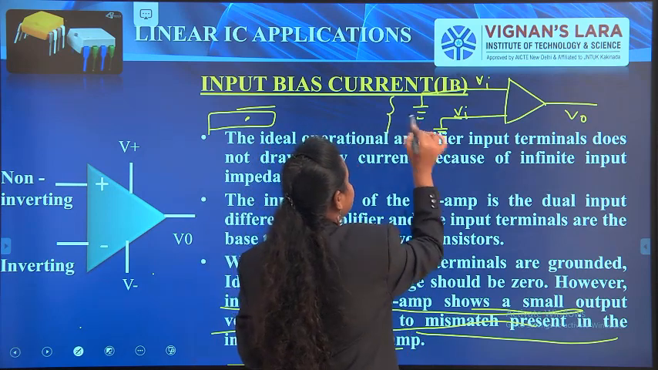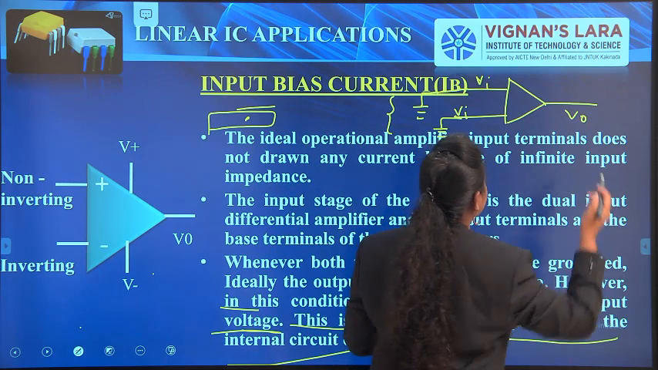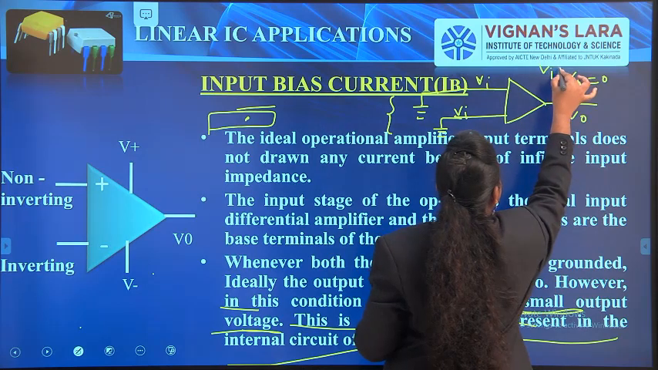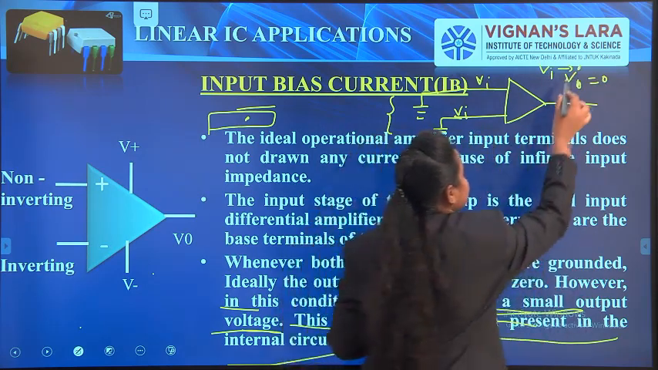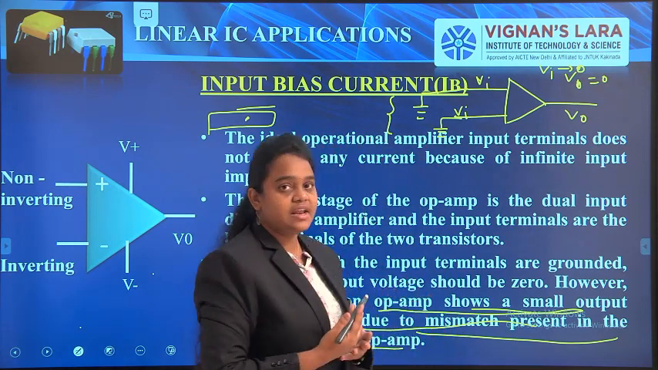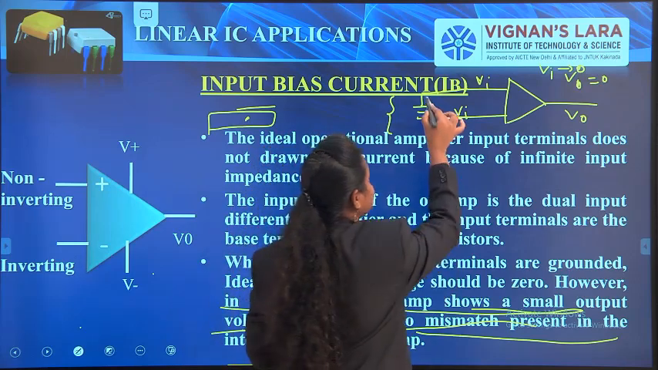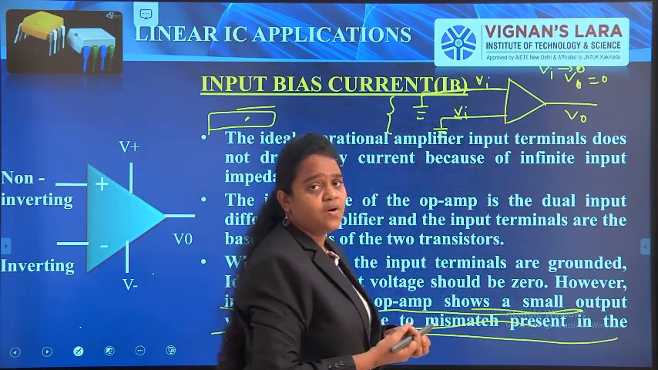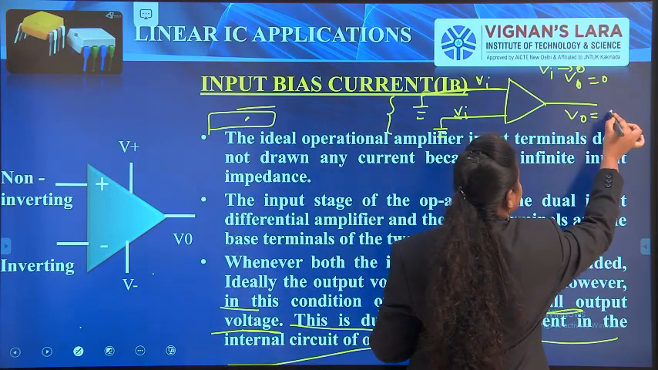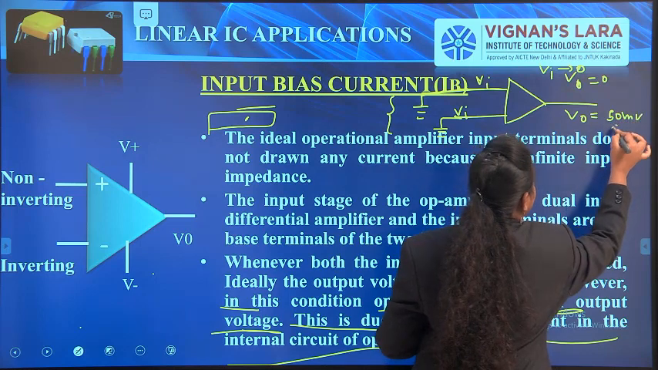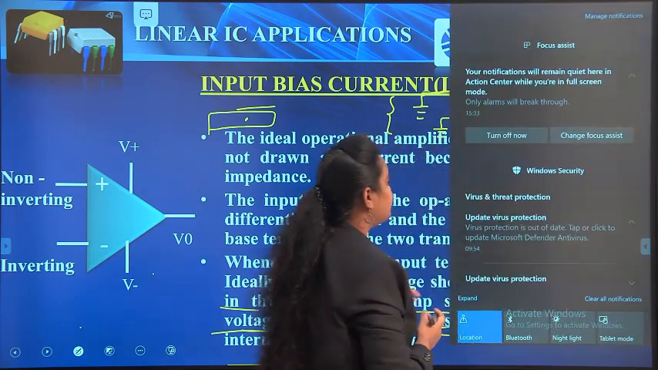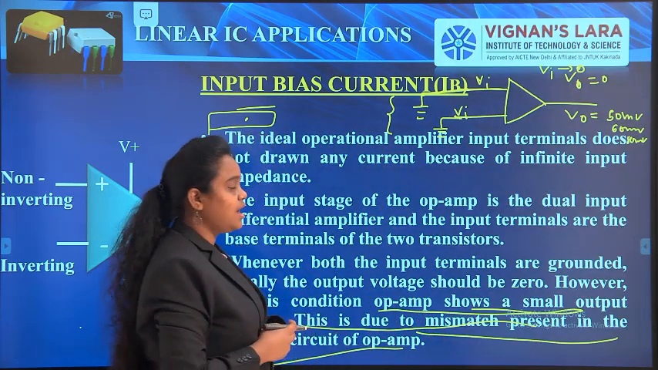At that time, we are thinking that ideally V naught is equal to 0. Why? Because we are giving V input as 0. So obviously we are thinking that V output is also 0. But there is an internal mismatch present in the input terminals, and also maybe noise added to the input terminals. Then the output has some voltage, like 50 millivolts, 60 millivolts, then 80 millivolts, like that, millivolts of voltage will occur at the output.